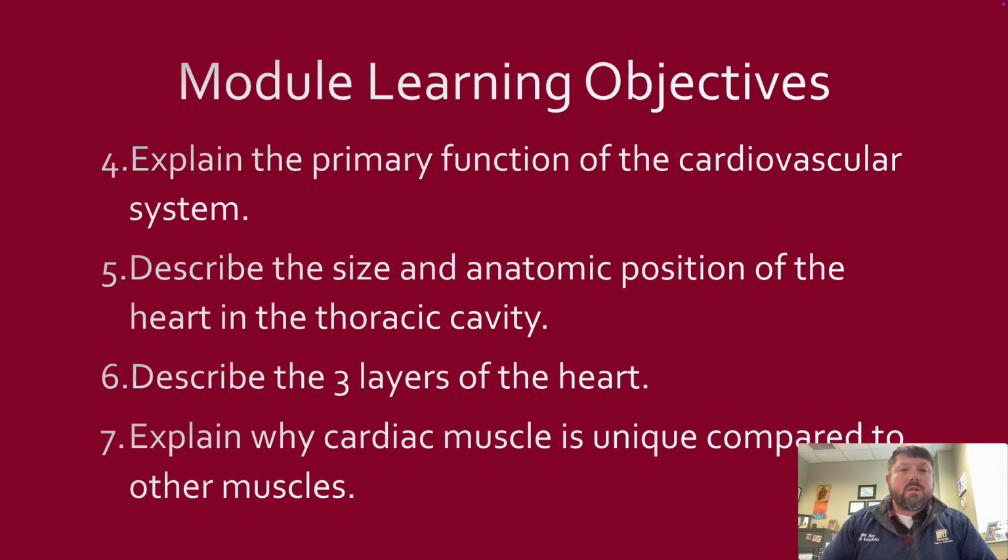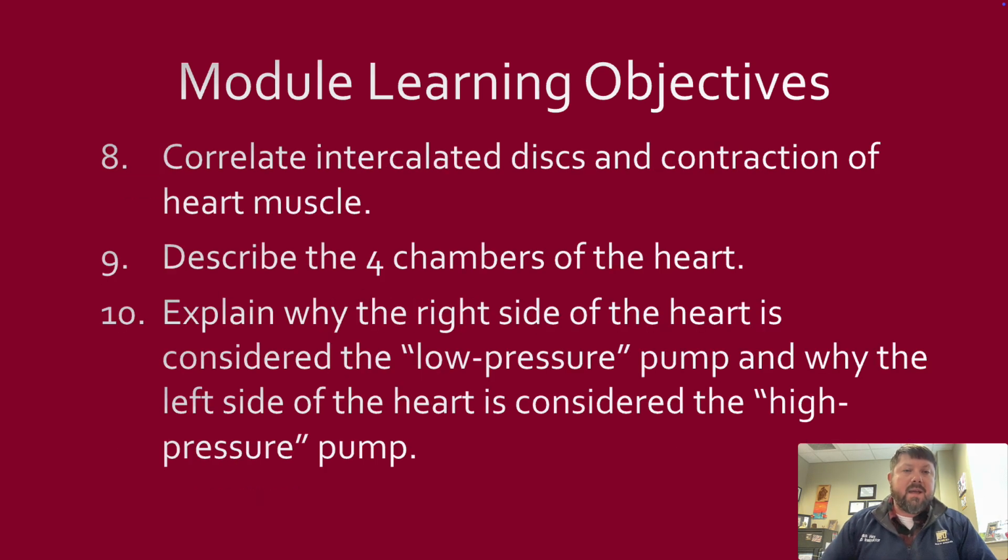4. Explain the primary function of the cardiovascular system. 5. Describe the size and anatomic position of the heart in the thoracic cavity. 6. Describe the 3 layers of the heart. 7. Explain why cardiac muscle is unique compared to other muscles. 8. Correlate intercalated disc and contraction of heart muscle. 9. Describe the 4 chambers of the heart. 10. Explain why the right side of the heart is considered the low pressure pump and why the left side of the heart is considered the high pressure pump.